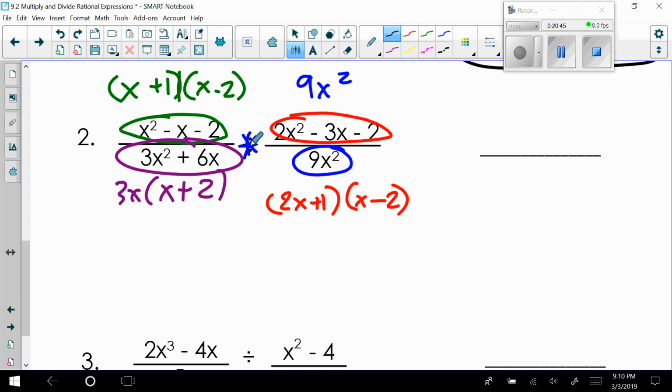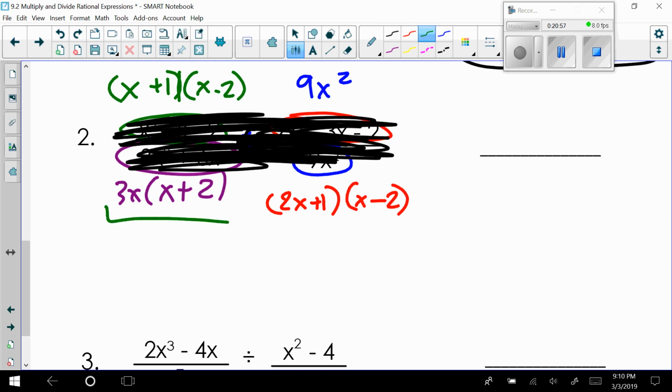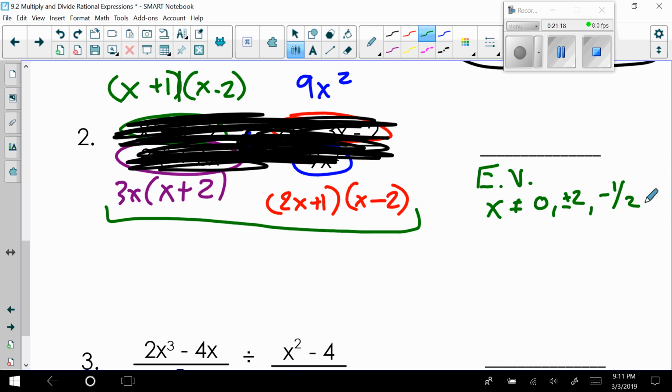And once I do this, again, this is a big multiplication sign, which means I'm okay to just make this one giant fraction. I take the time to find my excluded values. X can't be 0, negative 2, or, oh, this one gives a positive 2, so I'll just do plus or minus 2. And then this other one, I'd move the 1. That'd be negative 1 over, oh, I'd divide by 2.